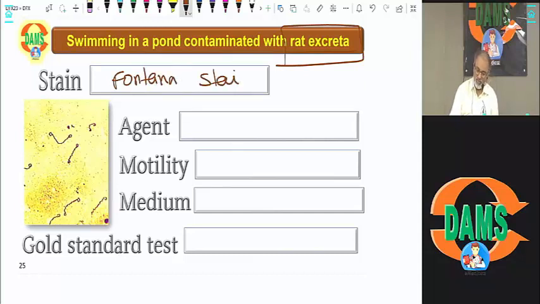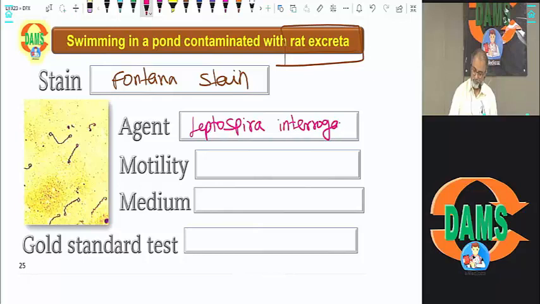What is the name of the agent? You know that, already all answered. Leptospira interrogans. What motility does it exhibit? Corkscrew motility. All spirochetes have basic corkscrew motility.